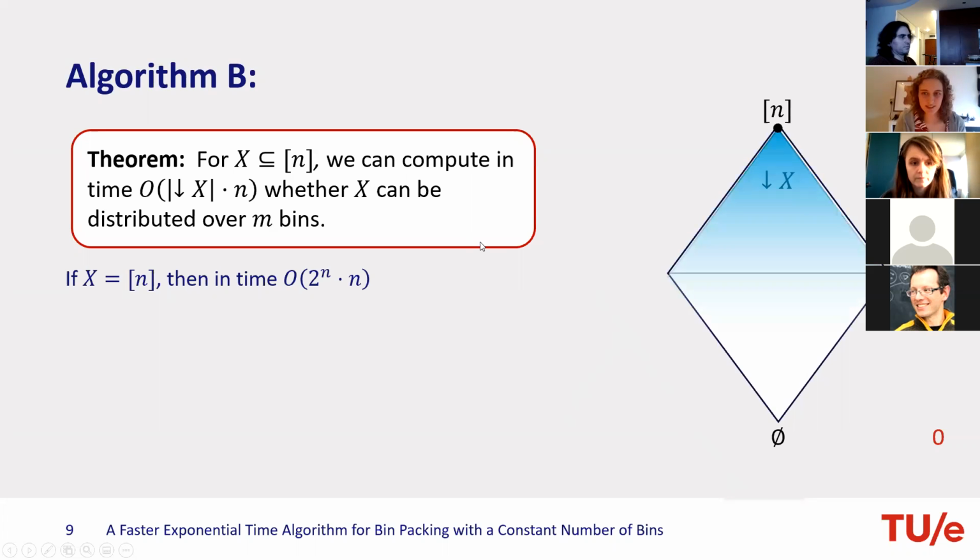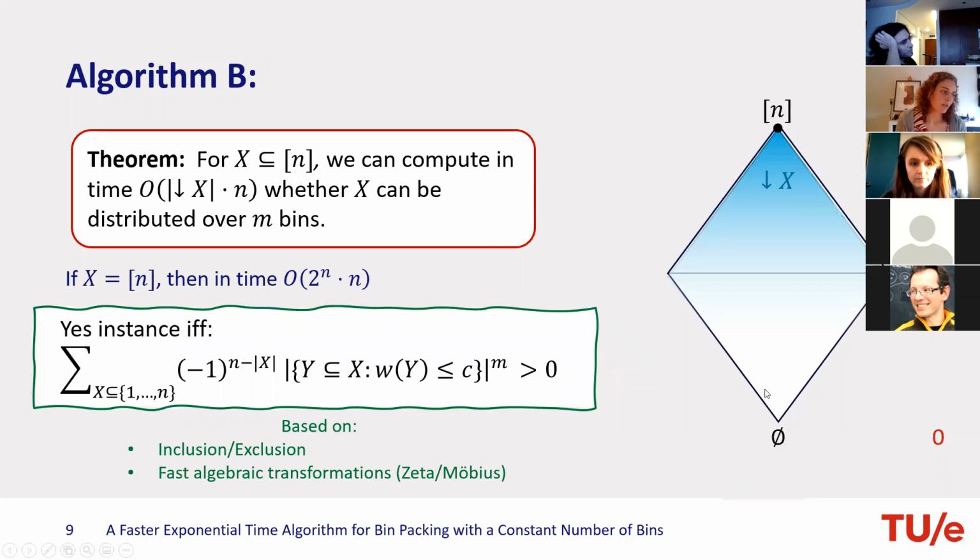How do we do this? Well, for the people who've seen this before, it's based on inclusion-exclusion formulas and fast algebraic transformations, set Möbius transformations to be specific. And it just comes down to computing this thing here. If that's bigger than 0, then we're happy, and if it's 0, then we know that there's no solution.